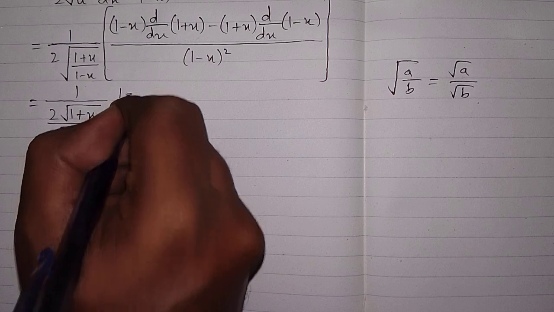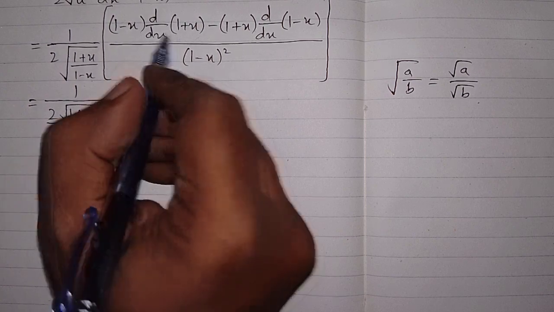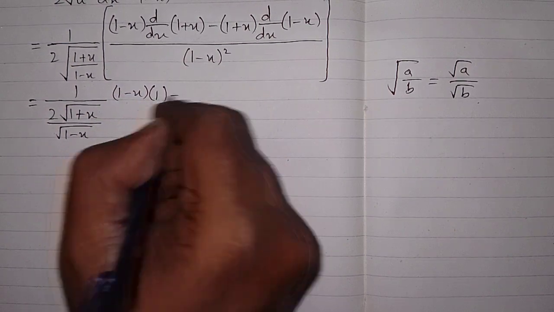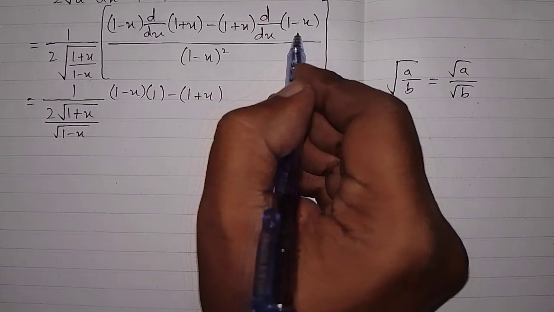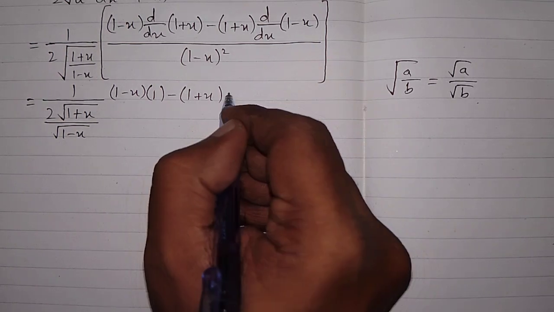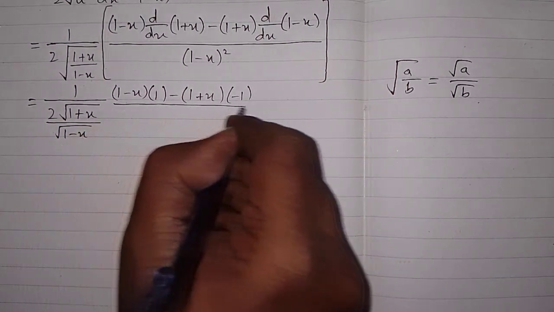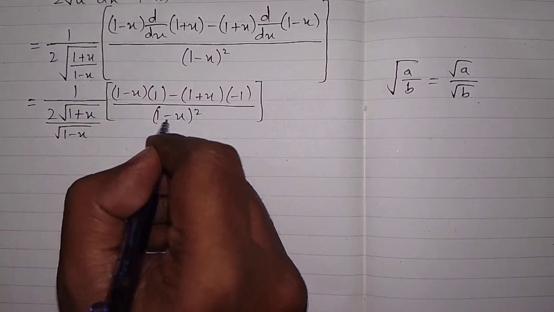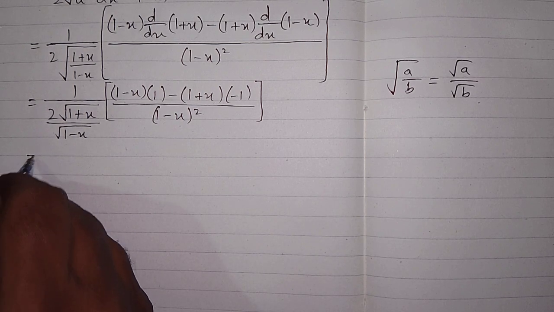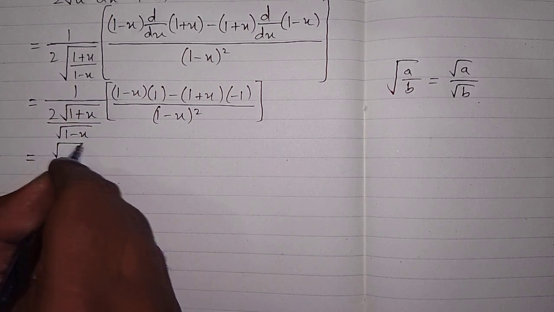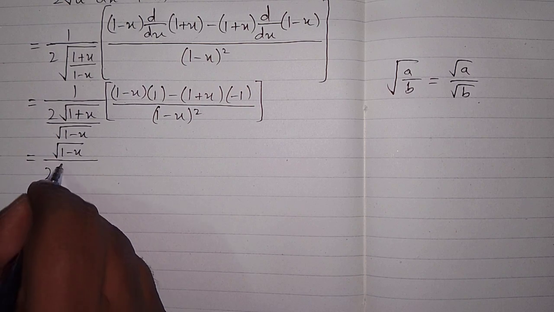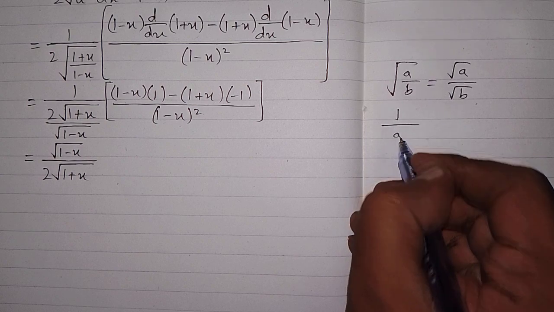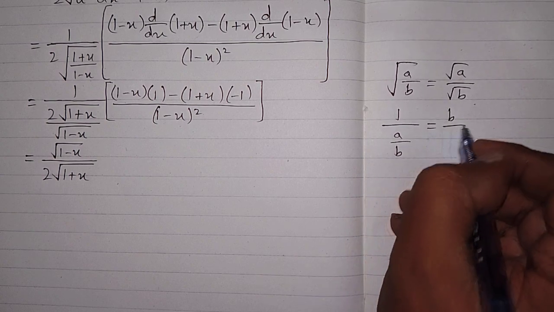And here we have 1 minus x multiplied by the derivative of 1 plus x. Derivative of 1 is 0 and derivative of x is 1. Then 1 plus x, and here the derivative of 1 is 0 and derivative of minus x is minus 1. And in the denominator we have (1 minus x) whole square. Now this can be written as square root of 1 minus x upon 2 times square root of 1 plus x, because 1 upon (a upon b) can be written as b upon a.